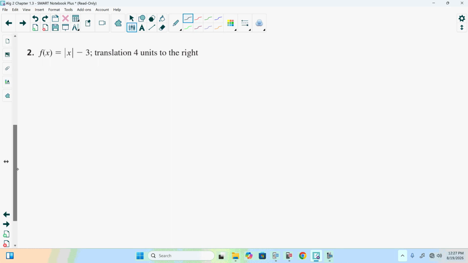F of x equals the absolute value of x minus 3. We're going to translate it 4 units to the right. We can use the same letter, a of x. General form for translation left or right is our x minus h. What would the value of h be?